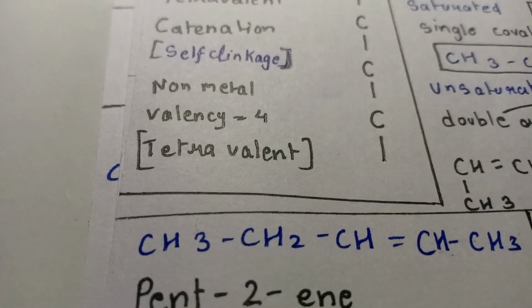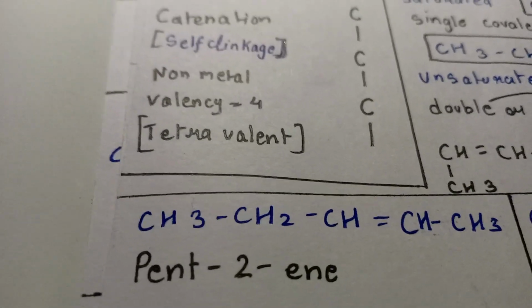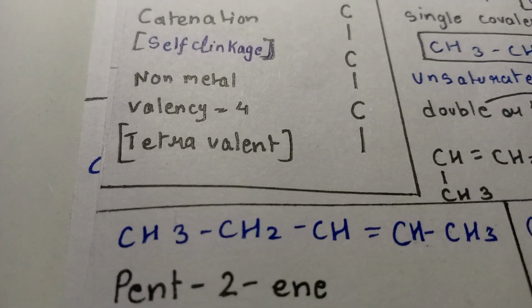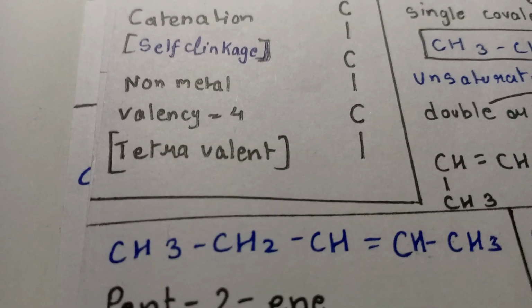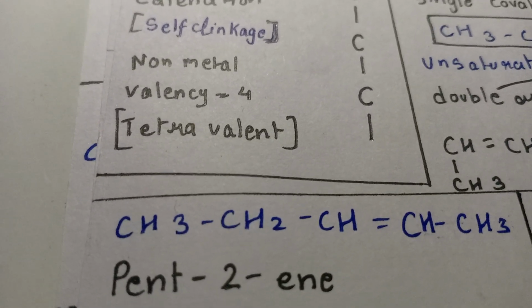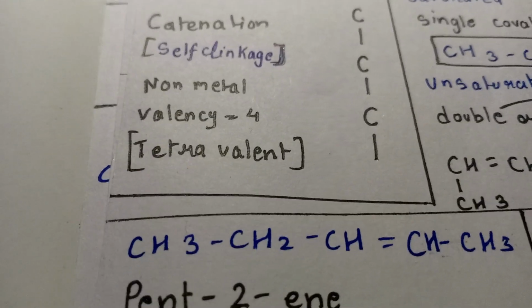Then non-metallic होता है, ये सबको पता है. और हाँ, टेट्रावेलेंट होता है इसकी, यानी इसकी जो वैलेंसी होती है वो 4 होती है.